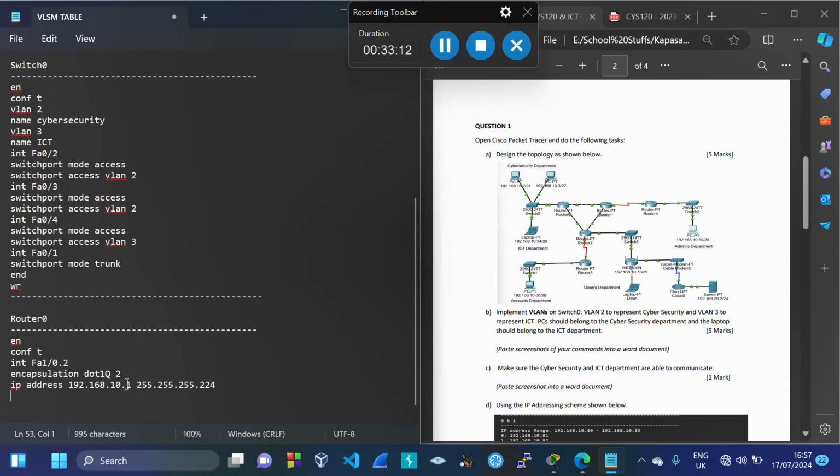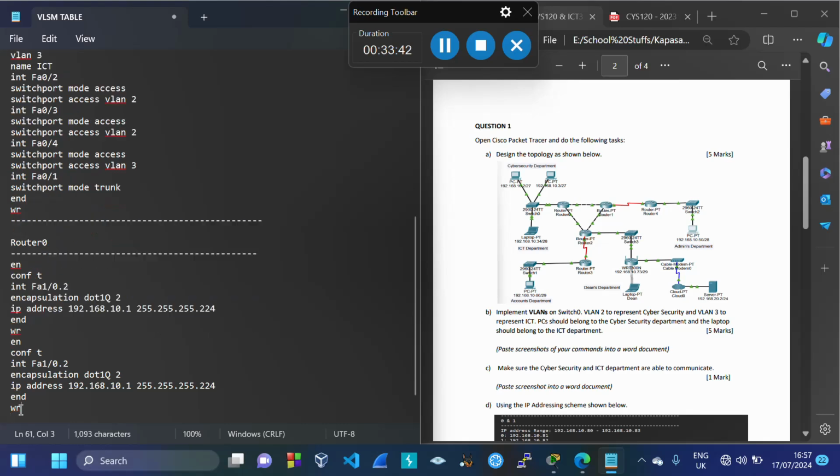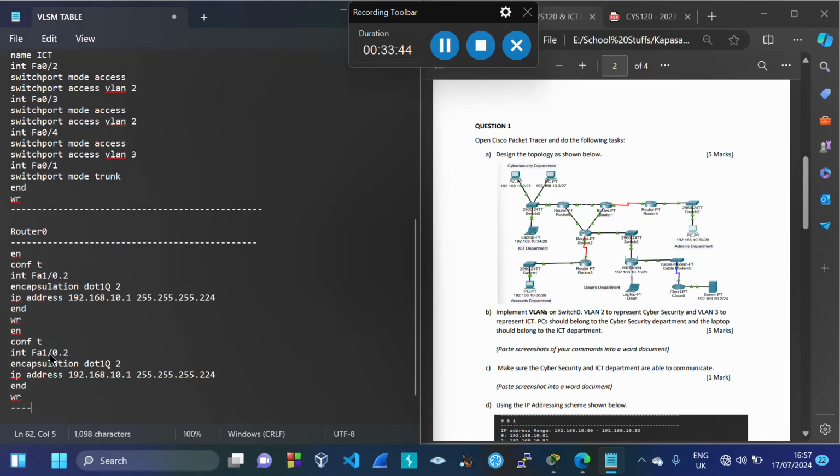Then since I've inserted the IP address, which is the default gateway for cyber security, and its mask, I'll end my commands, then save them by saying WR. Now this router, at the sub interface of this interface, has information about cyber security. Now we need to put information about the ICT department. So I'll copy these because they will be necessary, then paste them.